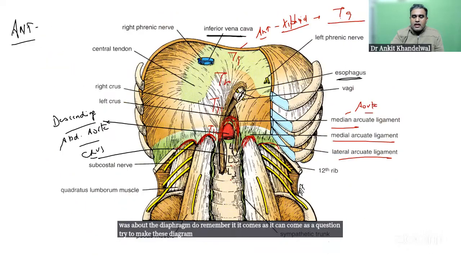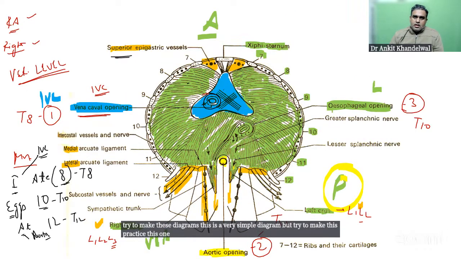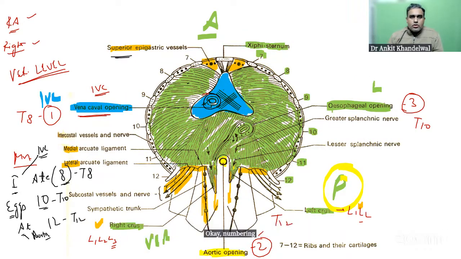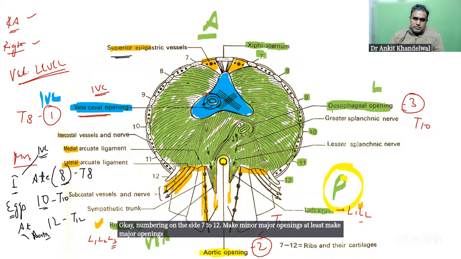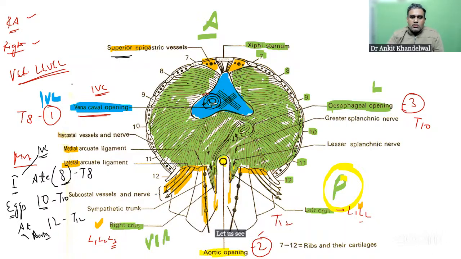This is a very simple diagram, but try to make this practice. This one. Okay, numbering on the side 7 to 12. Make minor major openings. At least make major openings, and show what is passing through them. It is see. Other cases can also see.